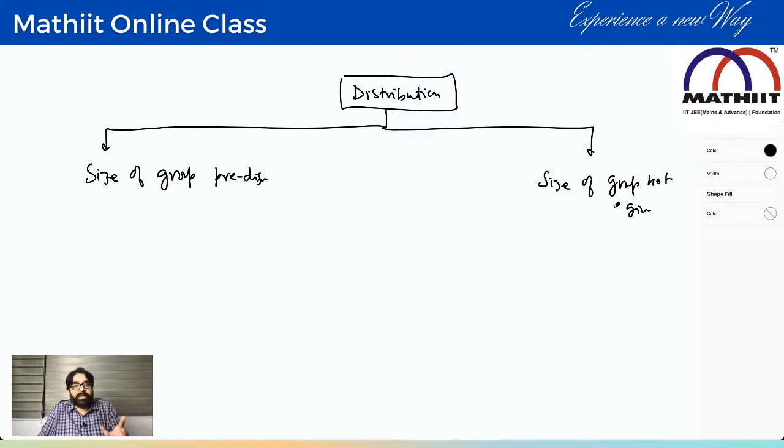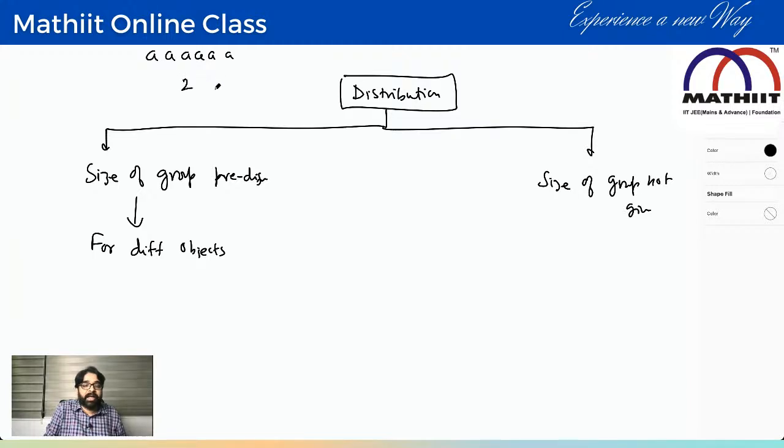It means it's not given how many objects which person will get. Size of group predefined: only one case is there, for different objects only. Sir, why only for different objects, not for identical objects? Imagine a situation. Suppose I say 6 identical objects are there. I want to distribute into 2 groups. One group should contain 2 objects and the other group should contain 4 objects. How many ways can we do it? Only one way. Please listen carefully. If I go fast, please let me know.